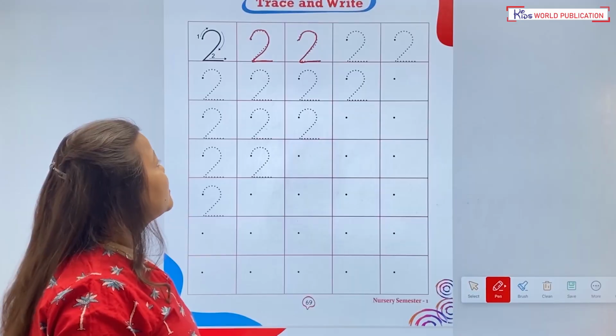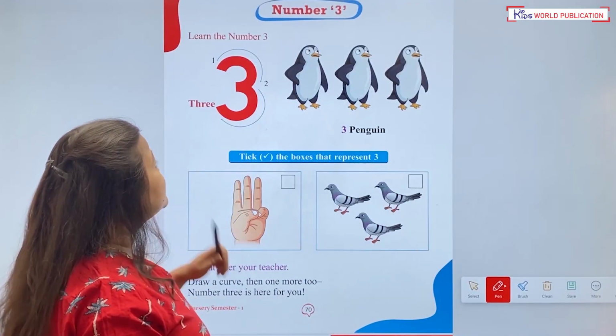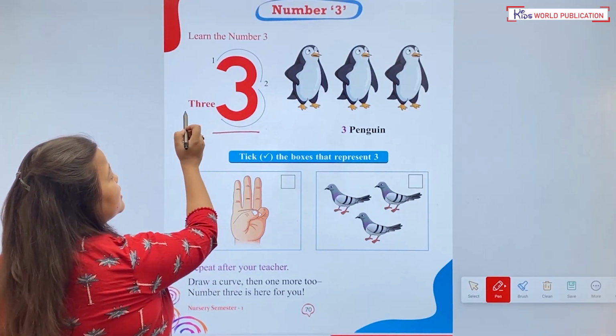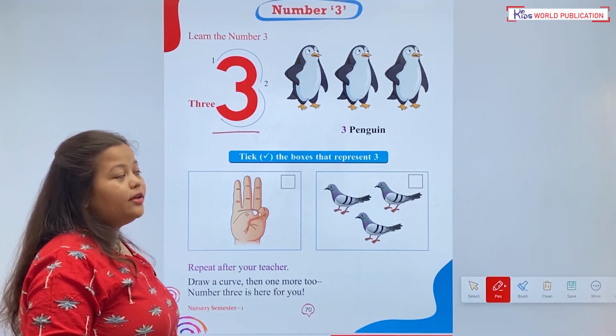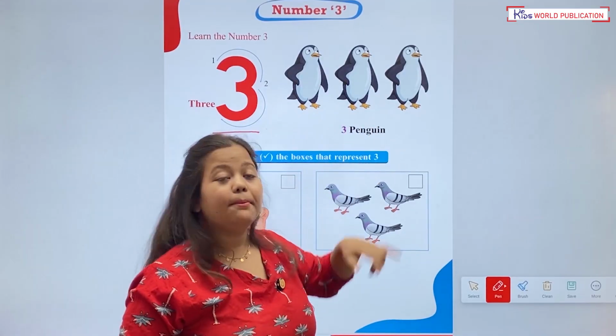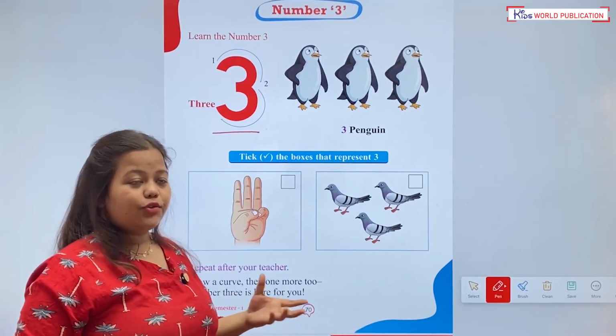This is how you will complete this whole page. Number 3. Learn the number 3. This is the number 3. THREE, 3. 3 penguins. 1, 2, 3. 3 penguins. Take the boxes that represent 3.